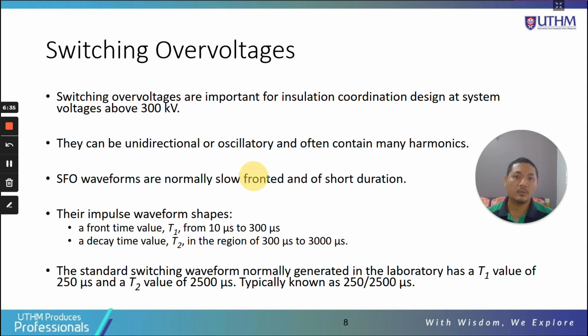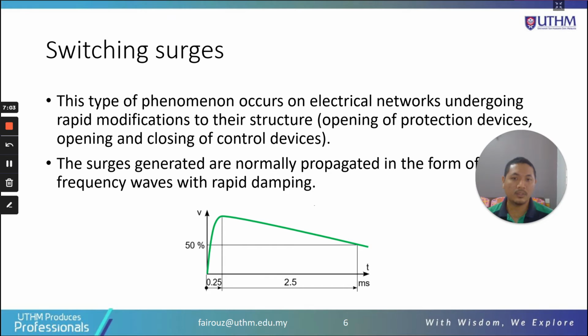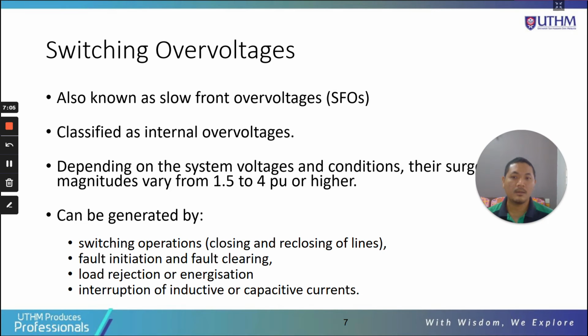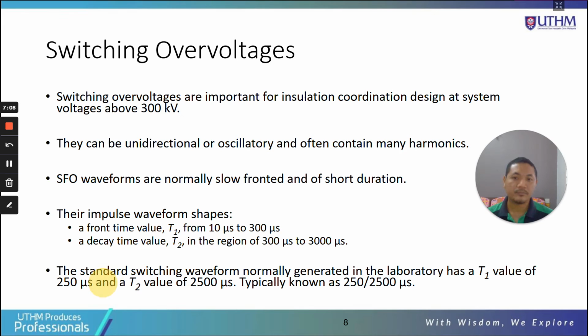SFO waveforms are normally slow-fronted and of short duration. Typically the front time is between 10 microseconds to 300 microseconds, and the decay time is typically between 300 microseconds to 3000 microseconds. However, the standard switching waveform normally generated in the laboratory has a T1 value of 250 microseconds, and a T2 value of 2500 microseconds.